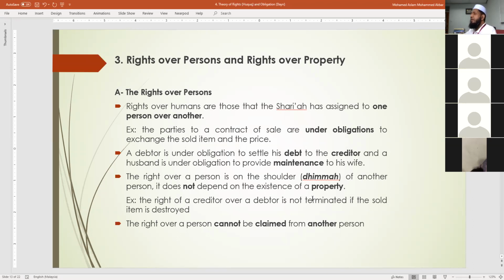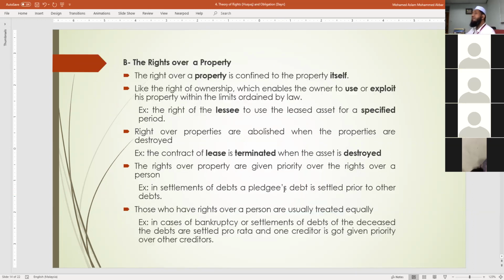So this gives you the same example that we gave you earlier, but it talks about the rights over person. Whatever obligation that person is supposed to fulfill comes under rights over person. Then you have rights over property, right? This is not about human beings, it is about the property, right?